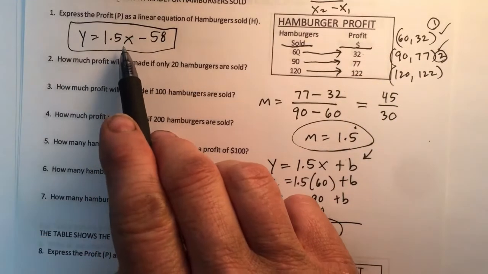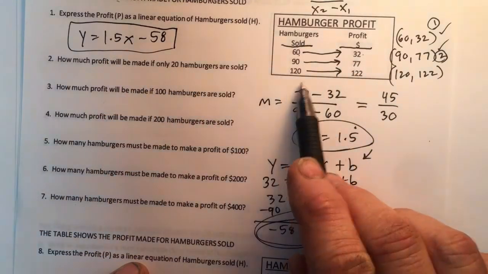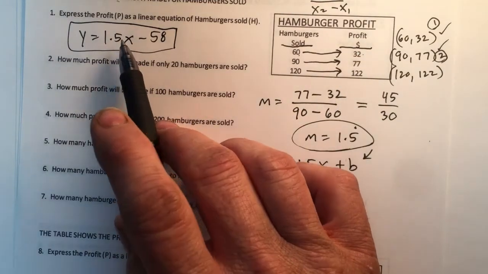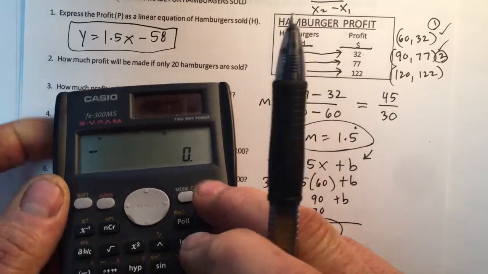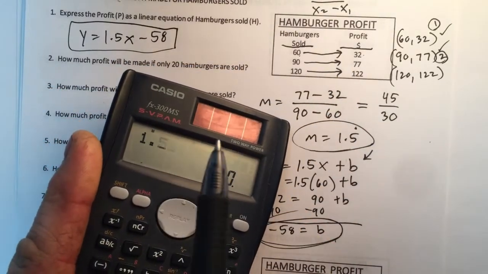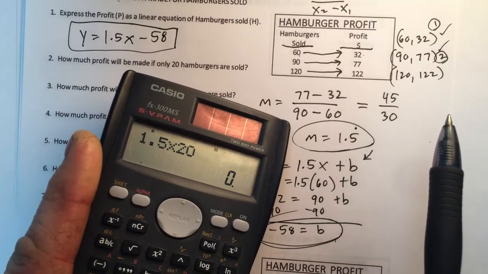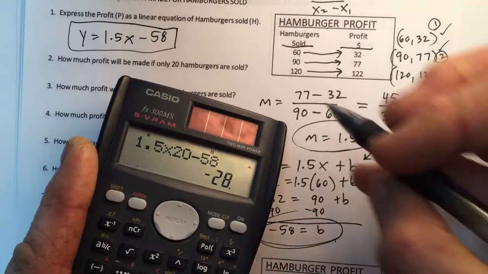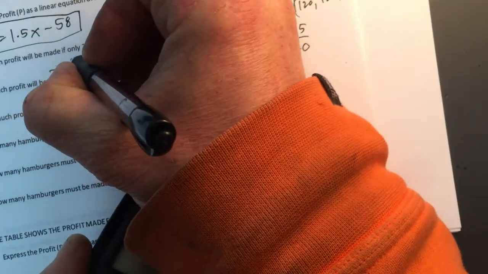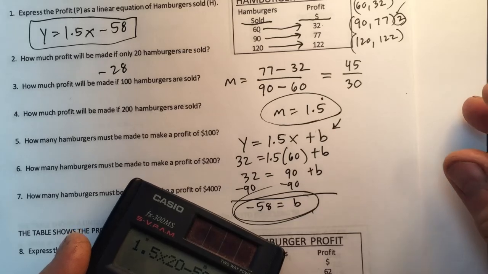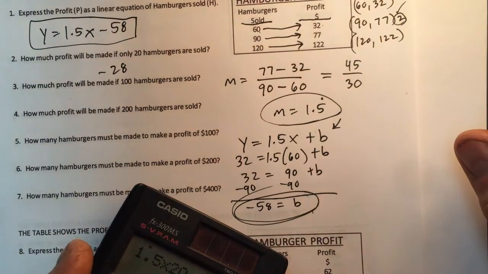So all I do is I put 20 in there. See, x is my hamburgers. y is my profit. So I put that in for x. Let's do this right here: 1.5 times 20, and then minus 58. Ooh, negative 28. What does that mean? It means you're going to lose $28. If you only make 20 hamburgers, you're going to lose money.